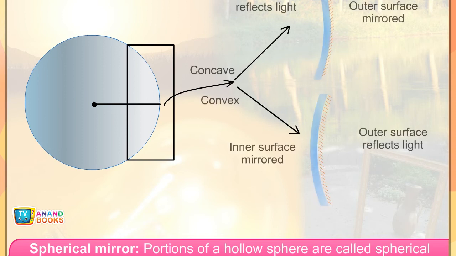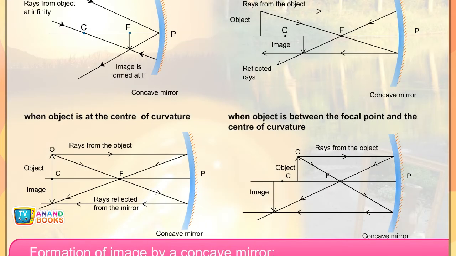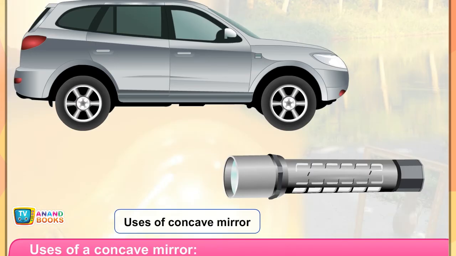Spherical mirror. Portions of a hollow sphere are called spherical mirrors. They are curved. Spherical mirrors are of two types. Concave mirror: a spherical mirror whose inner curved surface is the reflective surface. Formation of image by a concave mirror. Uses of a concave mirror.